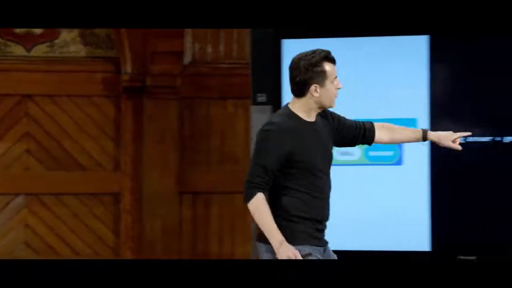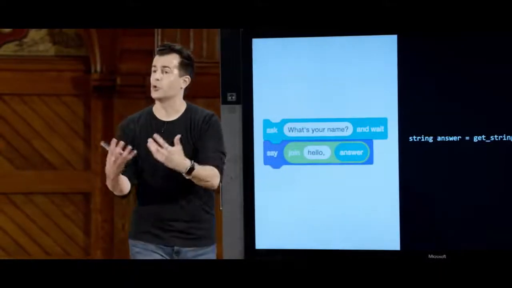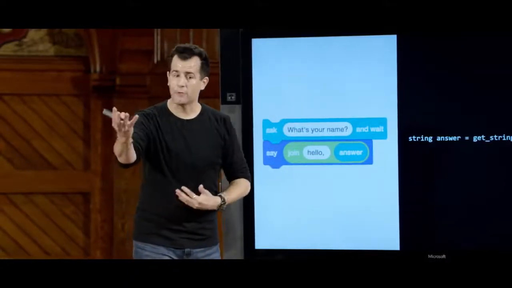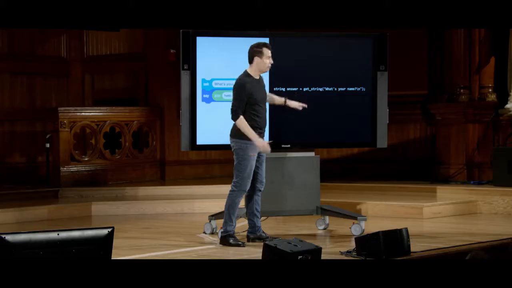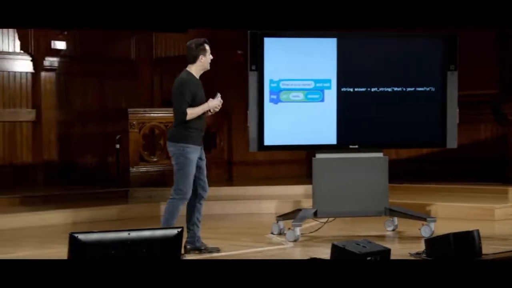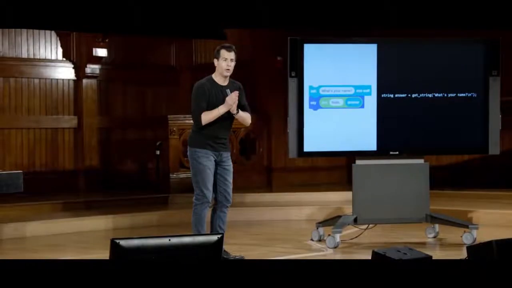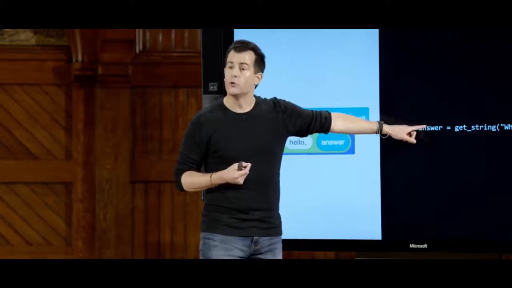So if this getString function, just like the ask function, asks the user for their name and hands back a value, you want to put that name into a variable called answer from right to left. So just as we wrote it from right to left, so do you think about it executing from right to left. So at this point in the story, we now have somewhere in the computer's memory, in a so-called variable, the user's answer to their name.